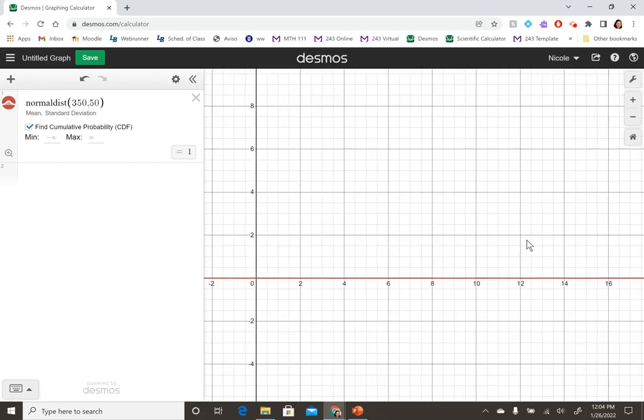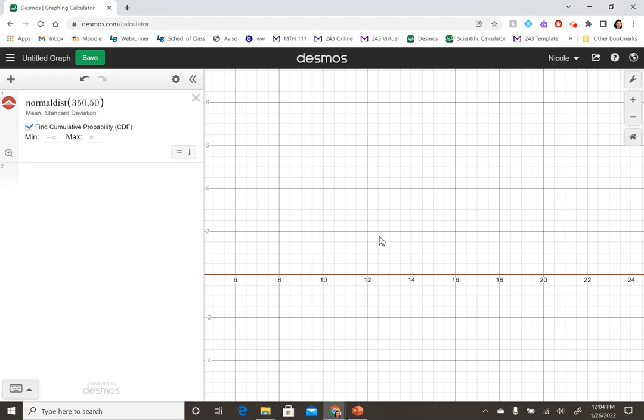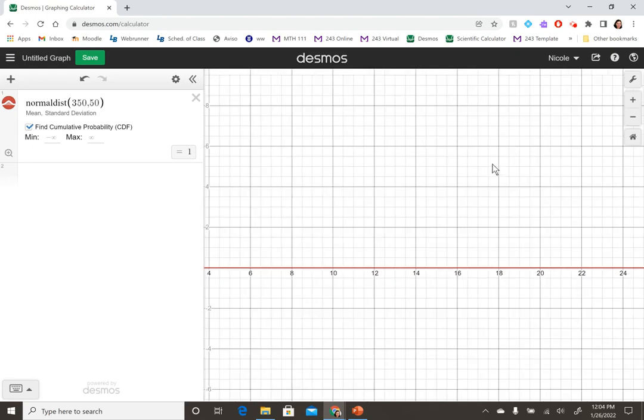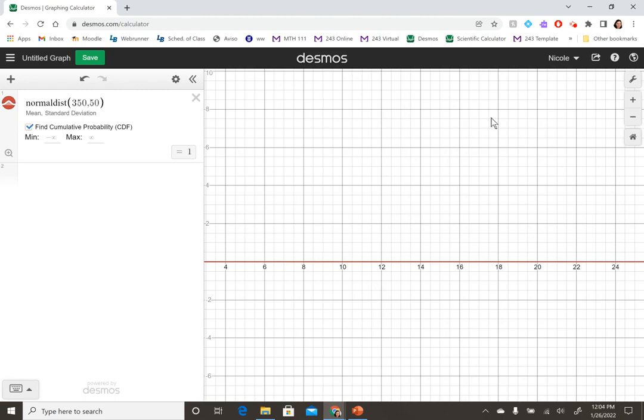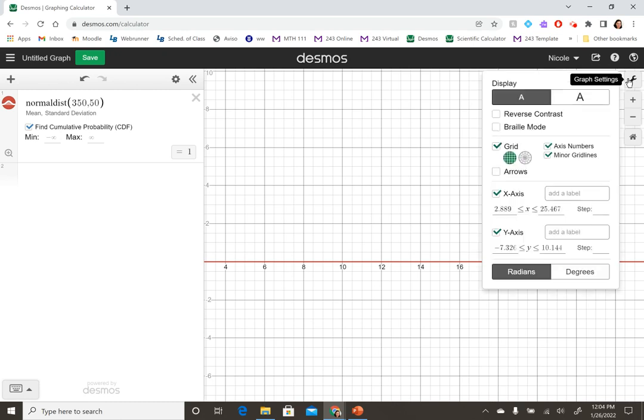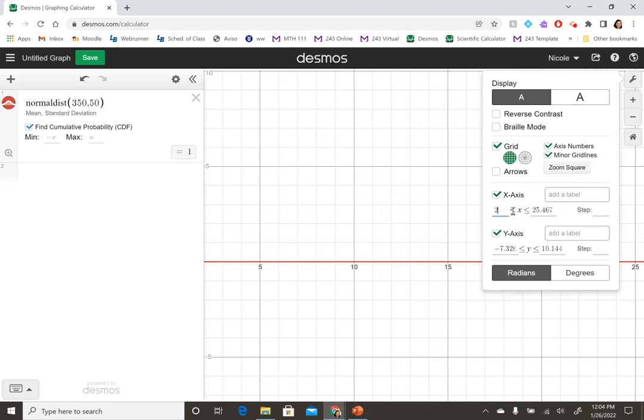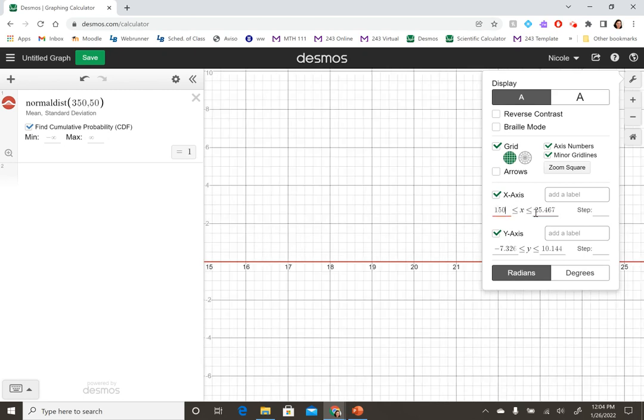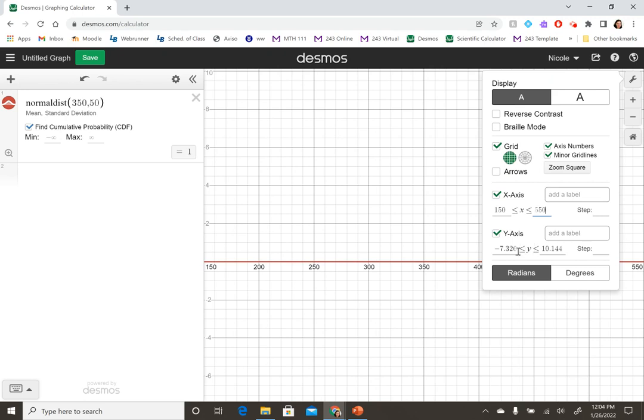Now, looking at this graph, it's not very useful, but that's because we need to adjust the window. Most of the time in Desmos, you can just scroll in and out to adjust. But I recommend for normal distributions that we just set the window to what we want it to be. So click on the graph settings little wrench. For our x-axis, that is our weights. And remember, the middle one's going to be 350. And 3 standard deviations below 350 is going to be 300, 250, 200. So I'm going to go just a smidge below that, like 150. And then a few standard deviations above 350: 400, 450, 500, maybe go 4 above. That's what I want to set my x to be.